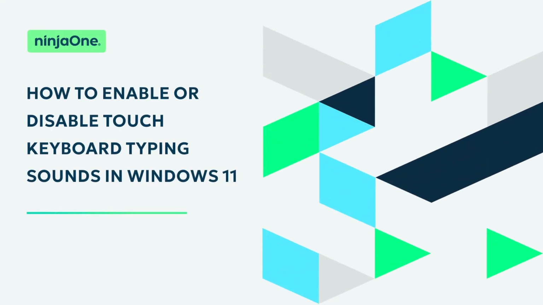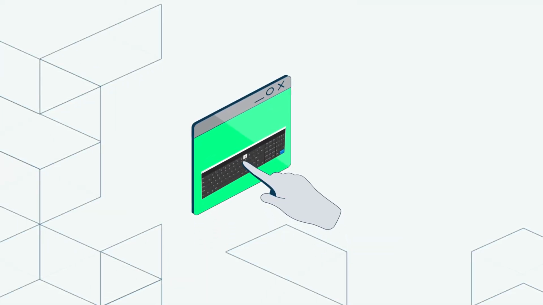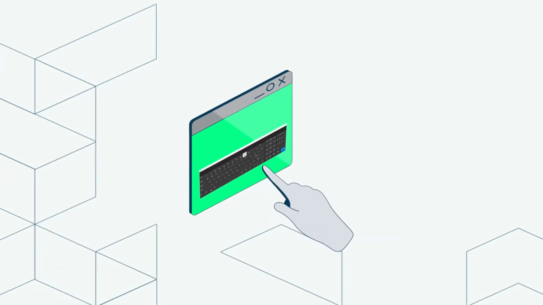How to enable or disable touch keyboard typing sounds in Windows 11. By default, you'll hear a click each time you tap a key on the Windows 11 touch keyboard.